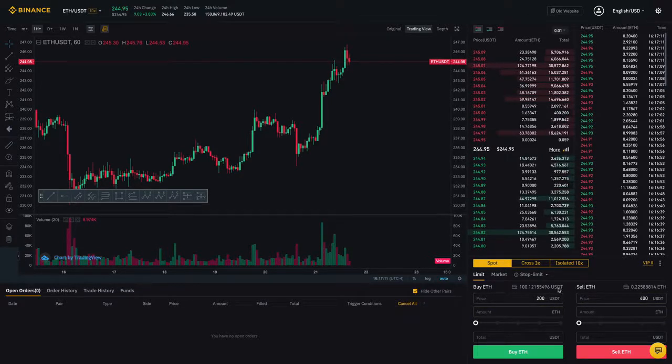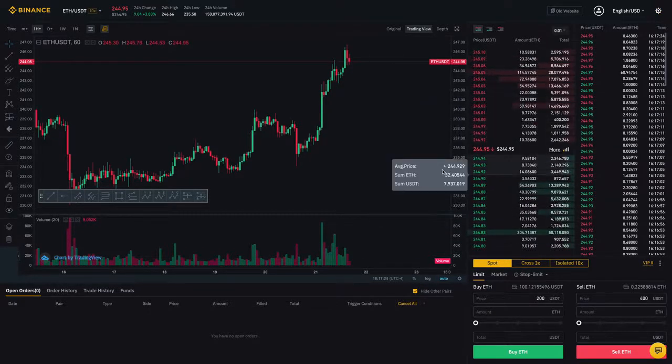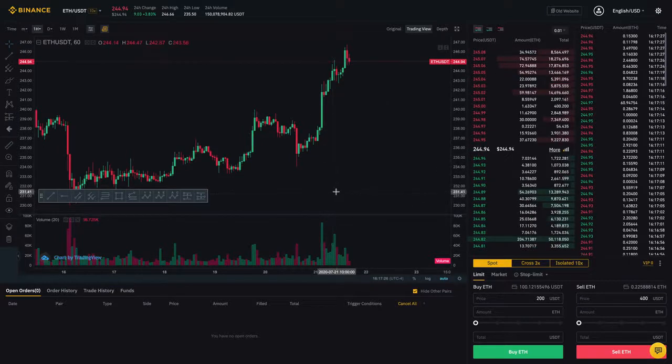If your screen doesn't look like mine, you'll need to go into the settings and then choose whichever layout you prefer. Right now I'm on full screen and fresh and on dark mode or night mode, so that's why my screen may look different from yours. I'm going to talk about these things right here and what it all means.